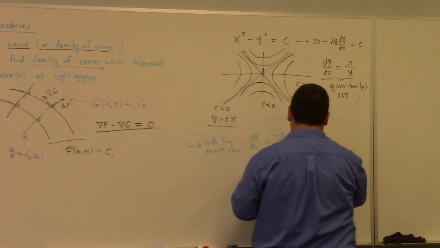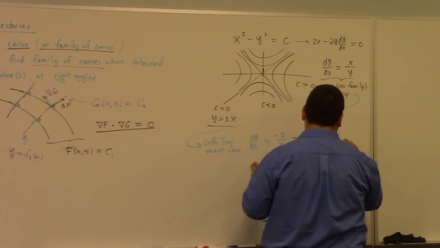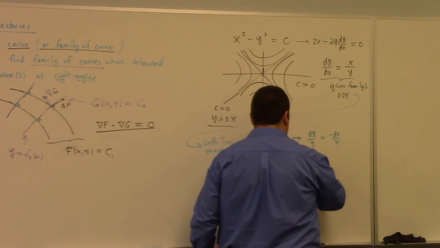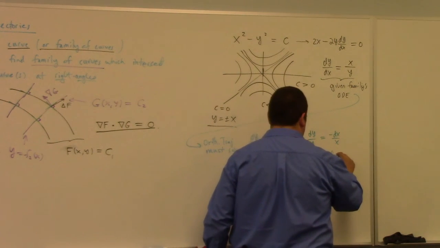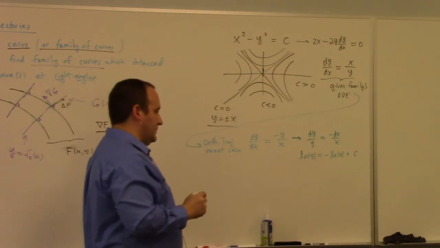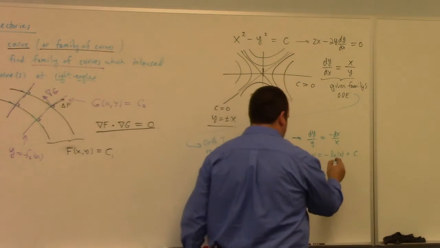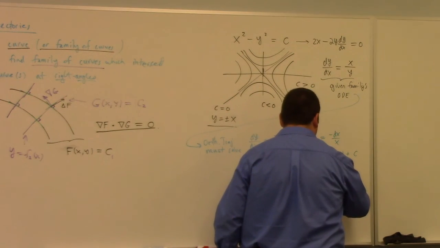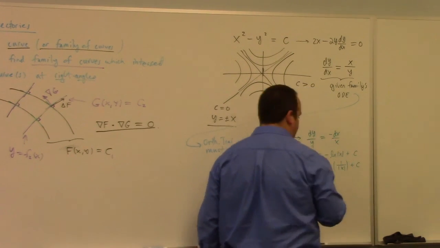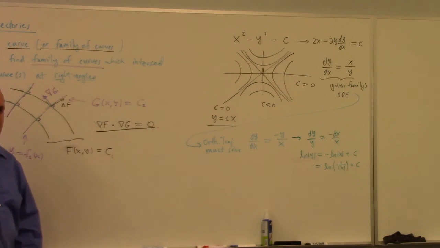You've got dy over y equals minus dx over x. Integrate both sides. You get natural log of the absolute value of y equals minus the natural log of the absolute value of x plus a constant. And then exponentiate that thing. Well, not yet. Properties of log: that's natural log of 1 over the absolute value of x. Using properties of logs. Properties of logs are important here.